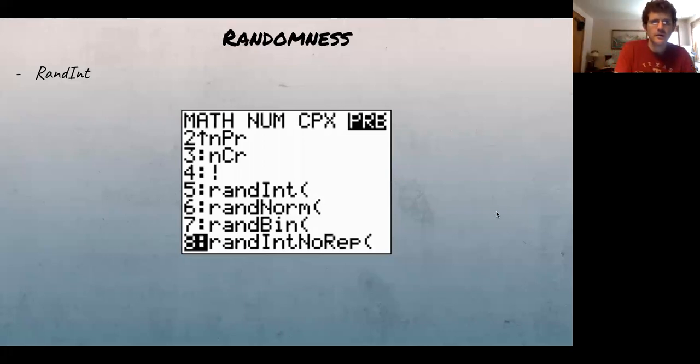Okay, can we go through that one more time? So just to get a random integer, from the main menu, you hit math. Then a menu pops up. You want to scroll all the way over to the right where it's PRB, that's probability. And then random integer is number 5. And that just opens up the random integer option on your calculator.